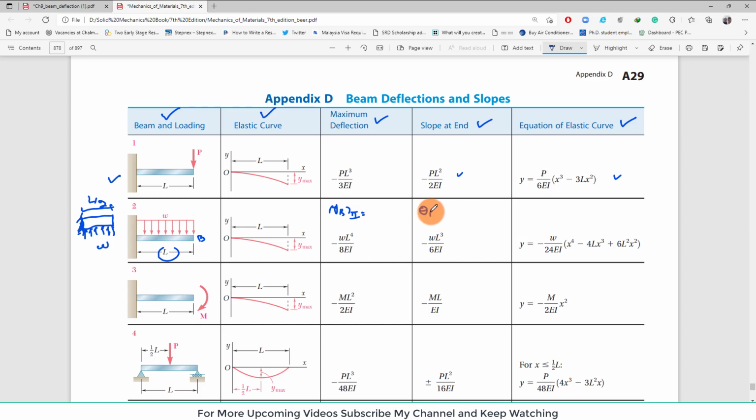Similarly, theta B for loading 2 will be the same. This will be a plus sign and L will be replaced by L by 2, clear. So I will write their values. Now remember that this loading is not at point B.